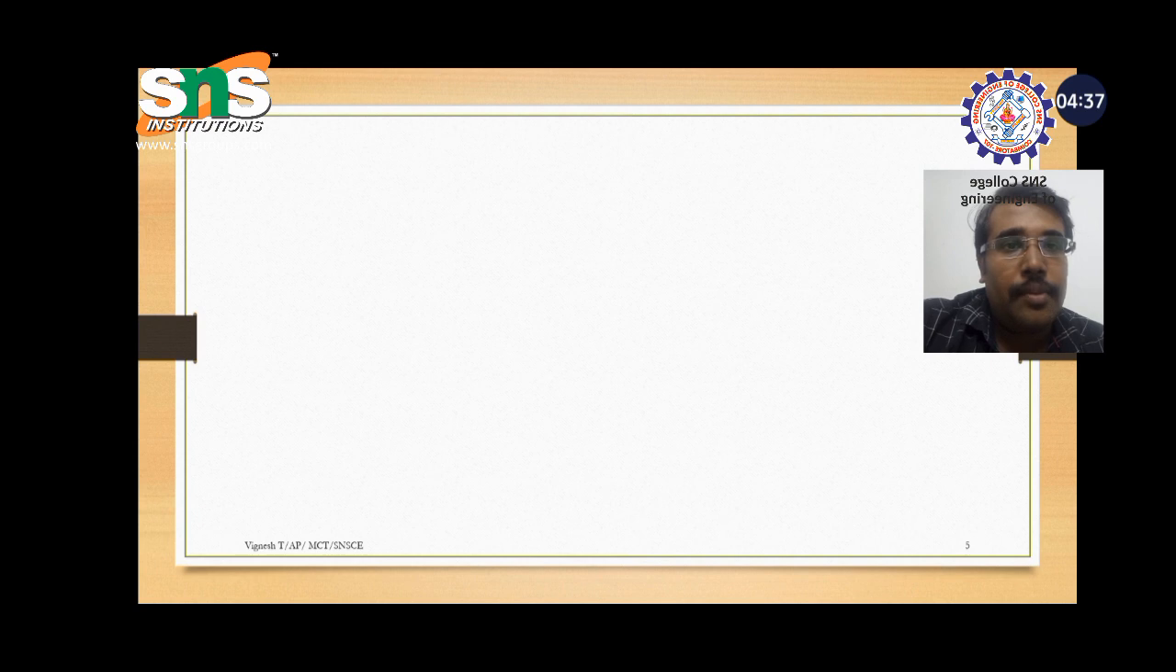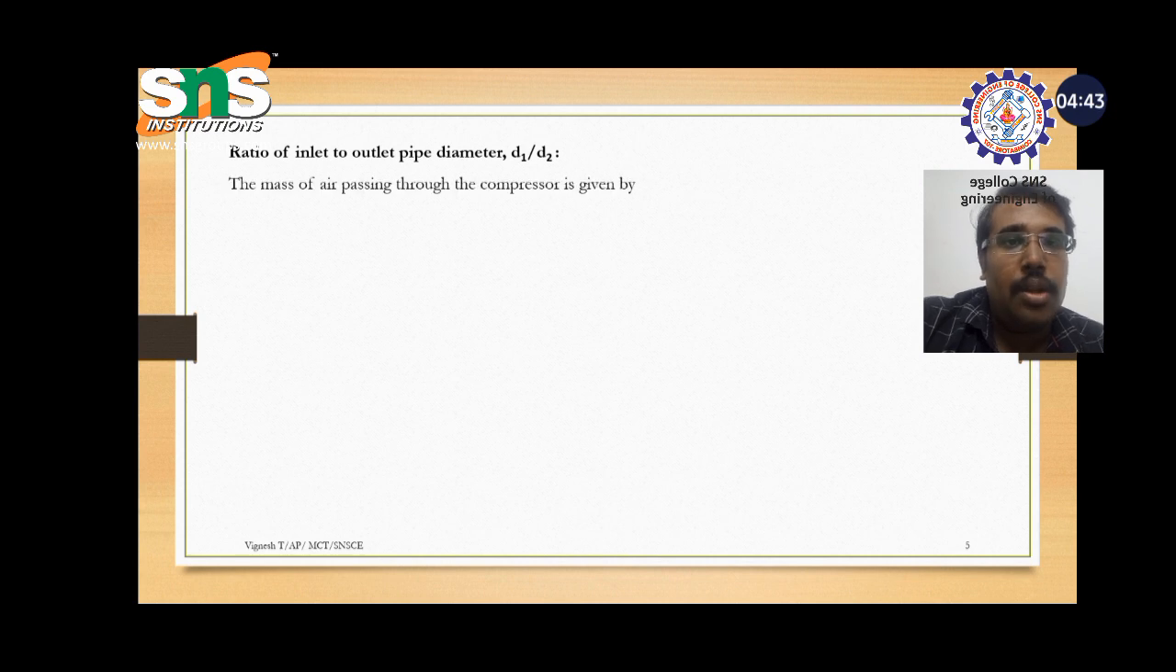And the second one is we need to find out the ratio of inlet to outlet pipe diameter, that is D1 by D2, and here we need to talk about mass flow rate, that is m is equal to volumetric flow rate divided by specific volume. This is the equation. If you want to calculate the volumetric flow rate, the formula is area into velocity. So substitute: m is equal to A1 into C1 divided by specific volume V1, is equal to A2 into C2, that is volumetric flow rate, divided by specific volume.